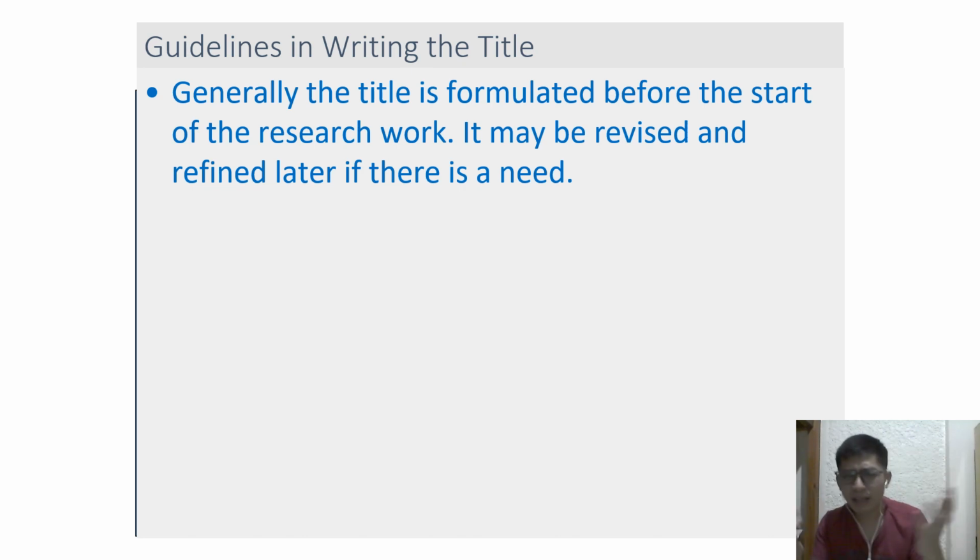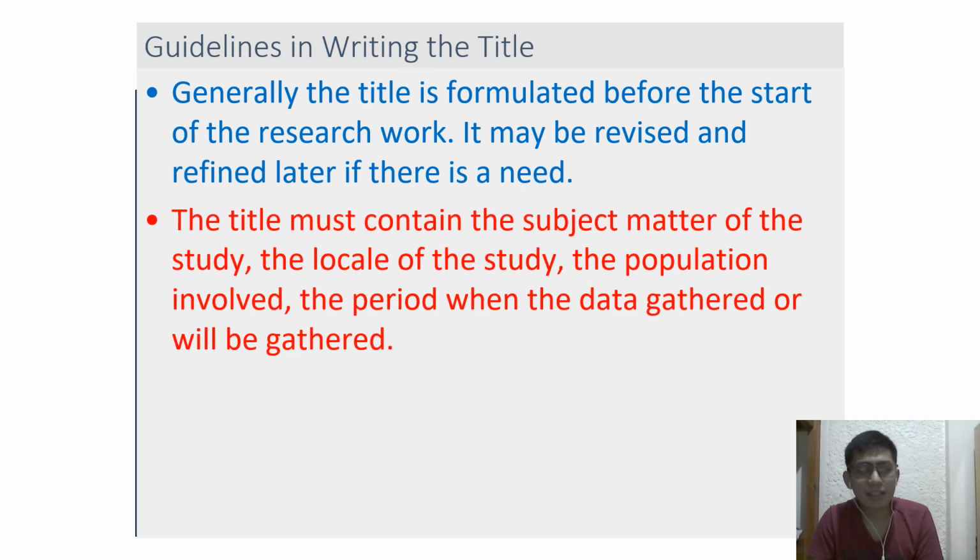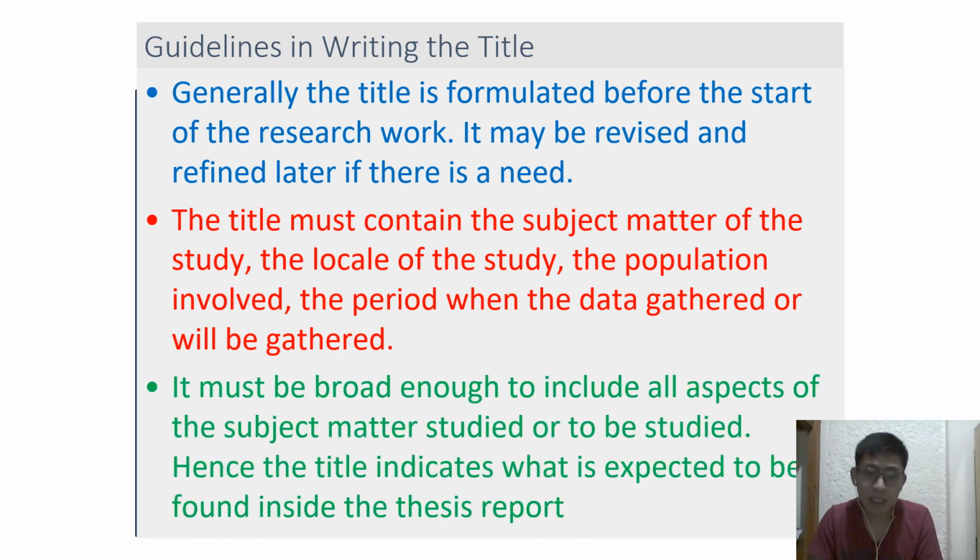So, how to write a research title? Generally, the title is formulated before the start of the research work. It may be revised and refined later if there is a need. The title must contain the subject matter of the study, the locale of the study, the population involved, and the period when the data were gathered or will be gathered. It must be broad enough to include all aspects of the subject matter studied or to be studied. Hence, the title indicates what's expected to be found inside the thesis report.